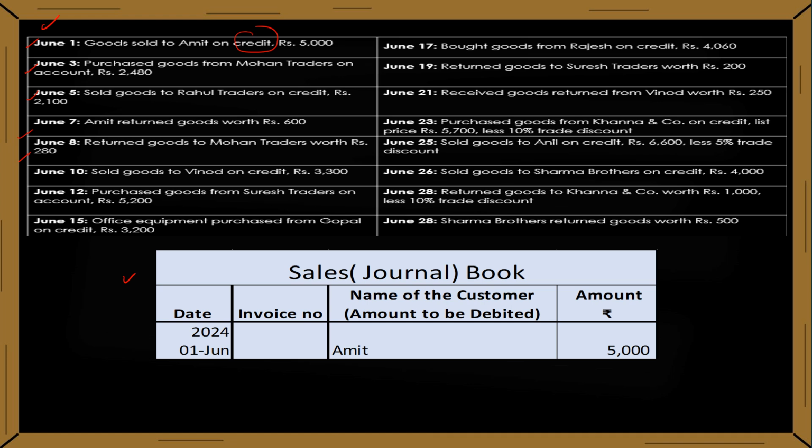Coming to the question, the first transaction is goods sold to Amit on credit for rupees 5,000. For this, we have to open the sales journal book, that is a special journal book. The sales journal book will have the following columns: date, invoice number, name of the customer, that is the amount to be debited, and amount. So the date of the transaction is 1st June 2024 and the invoice number of the transaction is not given. So we can leave that column blank. And here the name of the customer is Amit. Amount of sales is 5,000.